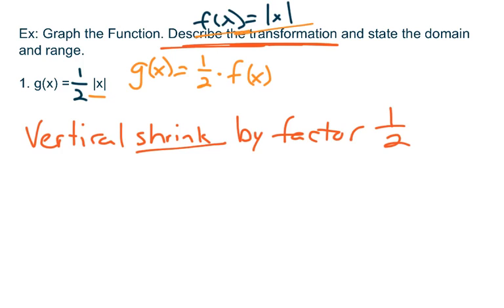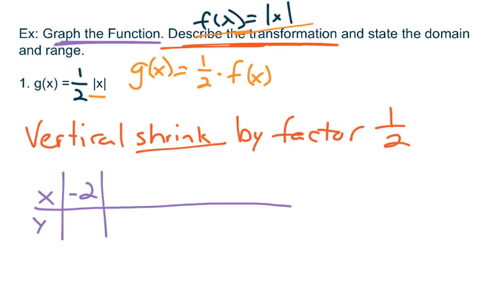Okay, that's really the only transformation, so we can move on to the second part, graph the function. We're going to take x, we're going to take y. We're not sliding it anywhere, so our x values are going to go back to the old ones: -2, -1, 0, 1, and 2. Now we need to take these x values, plug them in, and then multiply them by 1/2 or divide them by 2. Either one is fine. So let's go ahead and do that.